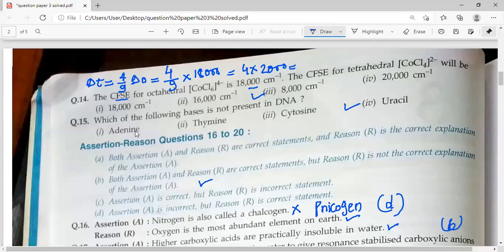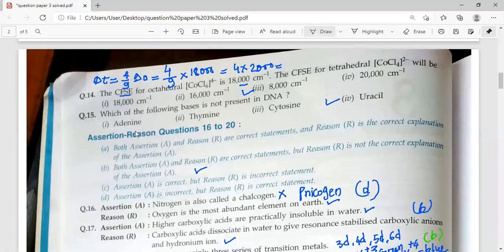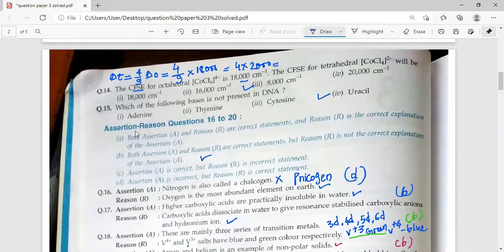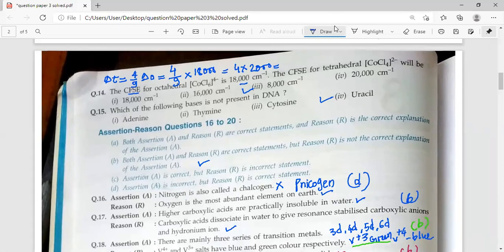You can see that the CFSE for octahedral CoCl6 4- is 18,000 centimeter inverse. The CFSE for tetrahedral CoCl4 2- will be, so I have calculated here delta T is equal to 4 by 9 delta O, that is 4 by 9 multiplied by 18,000, that is 4 multiplied by 2,000, and finally we get 8,000 centimeter inverse. So this is how we can get our answer very well. I hope you understood it.